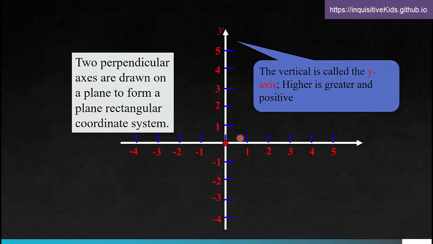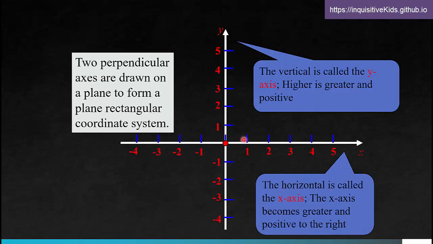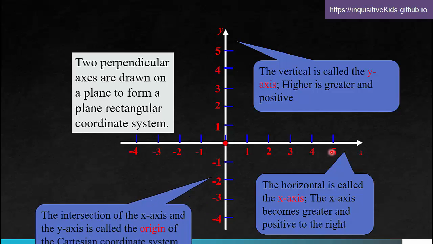The vertical is called the y-axis, and the higher it goes, the greater the positive value. So if we decrease, you know that the value is decreasing. If you increase, then the value is increasing, getting bigger. That's the vertical. The x-axis, which would be the horizontal axis, becomes greater, more positive to the right. So this is sort of like a number line. You can think of it as 2 number lines intersecting each other at their origin point, which is 0.